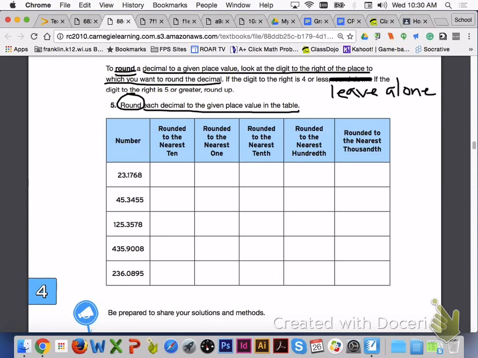Turn to page 250. To round a decimal to a given place value, look at the digit to the right of the place to which you want to round the decimal. If the digit to the right is 4 or less, leave the digit alone. If the digit to the right is 5 or greater, round up. Answer number 5 with your group members and complete the table.